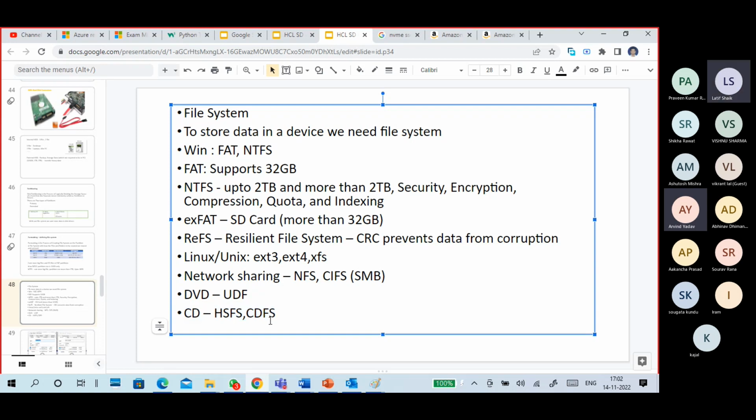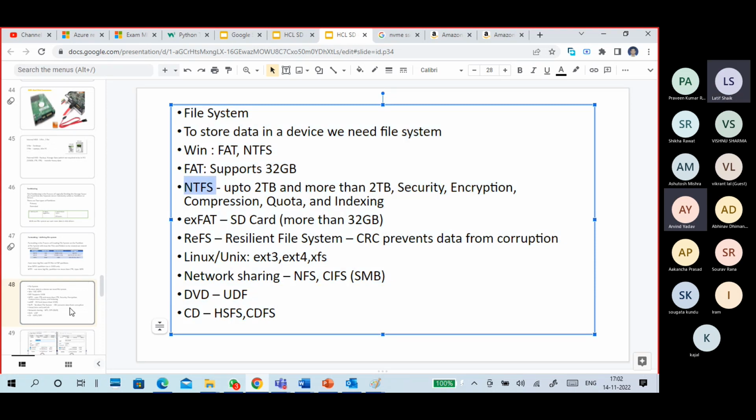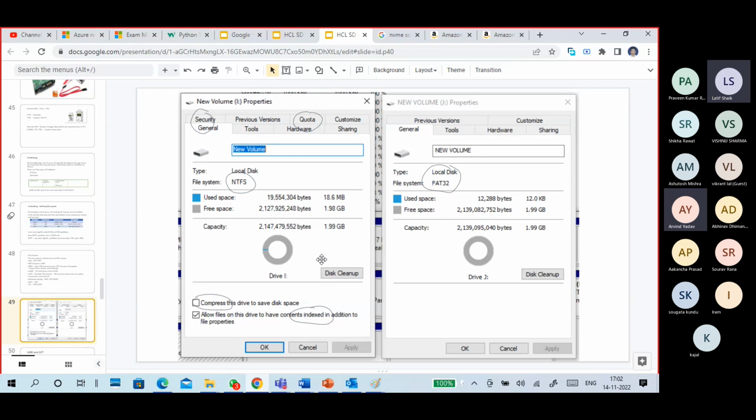Yes, these are the different file systems, and I explained NTFS also. This is NTFS, this is FAT32. See, security, quota, compress, index are not there in FAT. Where is security? Where is quota? Where is compress? Where is index? That is the difference between FAT and NTFS.